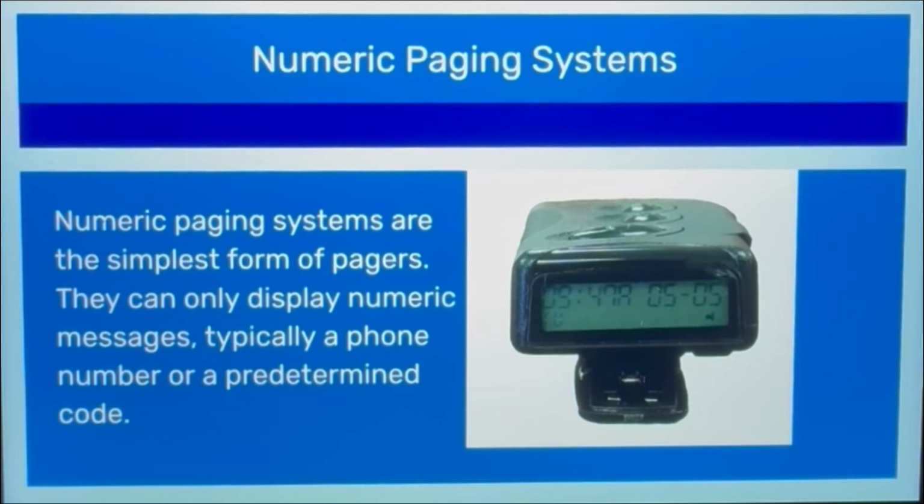Numeric paging systems are the simplest form of pagers. They can only display numeric messages, typically a phone number or a predetermined code. These systems utilize either frequency modulation or frequency shift keying for signal transmission. Numeric pagers are cost-effective, but their limited messaging capabilities make them less suitable for conveying detailed information.